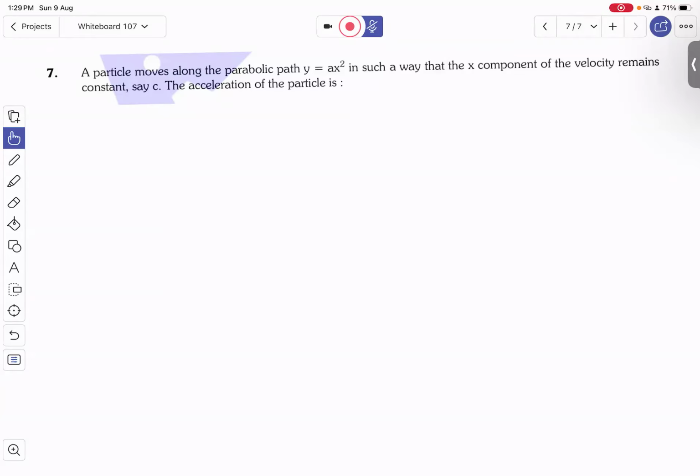Okay, I'm back. So I hope you've given it a try. See, the particle is moving along this parabolic path, and that is given as y equals x square. So totally you can guess now in which plane the motion of the particle is happening: the xy plane. And what I have to find is the acceleration. But how to find acceleration?